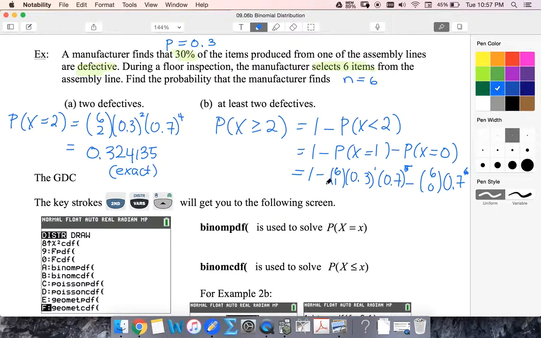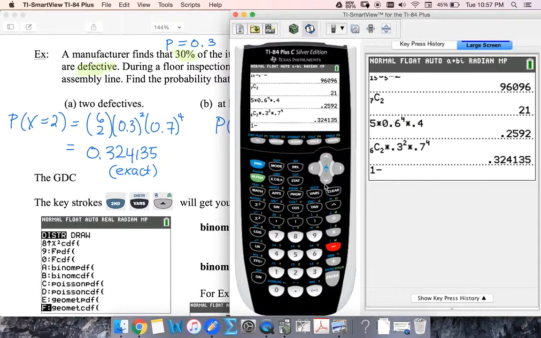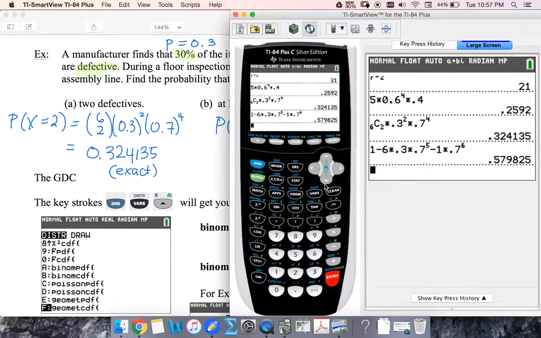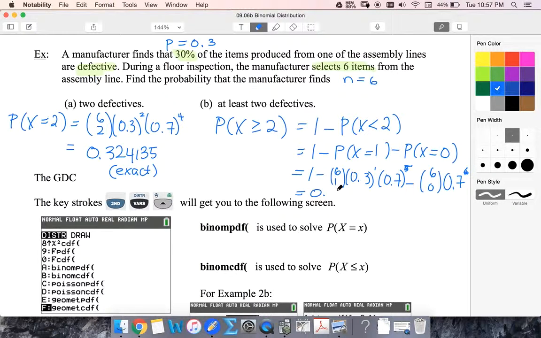All right, so 6 choose 1 I know is 6. So I'm going to have 1 minus 6 choose 1 was 6 times 0.3 times 0.7 raised to the 5th, and then minus 6 choose 0 is 1 times 0.3 to the 0, which we're going to ignore, and 0.7 raised to the 6th. All right, 0.579825. So these I worked out on my own, but we also have some calculator functions that will do it for us.